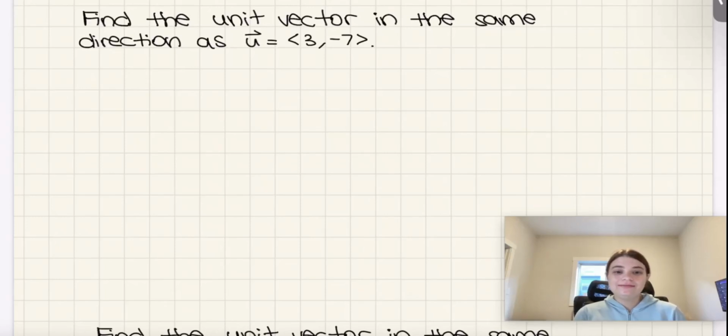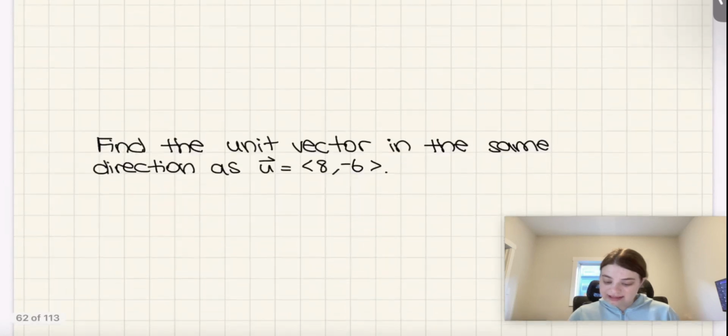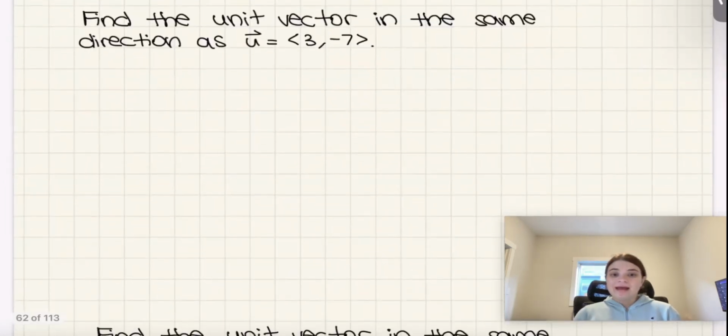Welcome back, everyone. Today we are going to find the unit vector in the same direction as another vector, and I'm going to go over two examples of that today. All right, so first of all, let's just review quickly what is a unit vector. A unit vector is a vector that has a magnitude of 1.